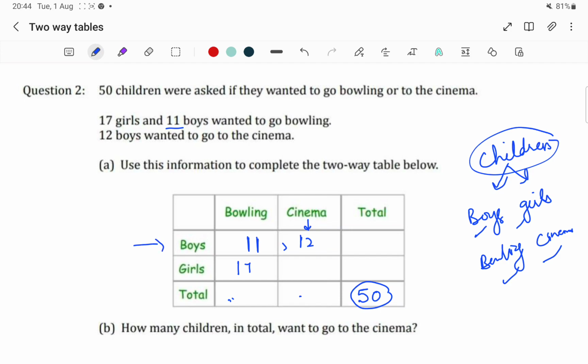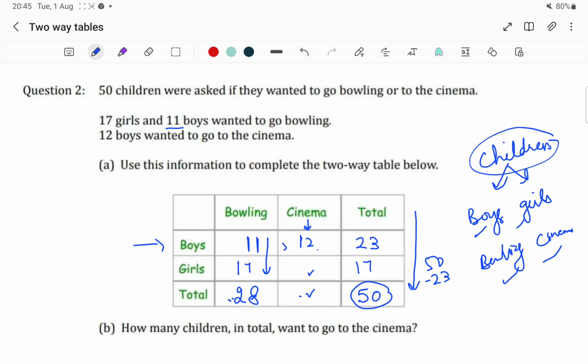How many boys in total? 11 plus 12, 23. Now how to find out this value? This value we can find out by again adding total of the bowling students. How many students are going for bowling? So they are 28. Now here there are two numbers we need, but we don't know. Here I can find out. I know the total number of students are 50. 23 are in total boys. So how many girls will be there? 50 take away 23, which means they will be 27.